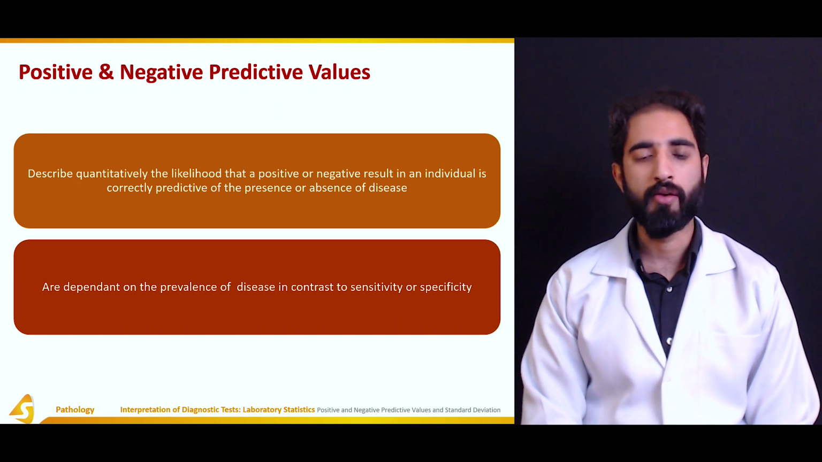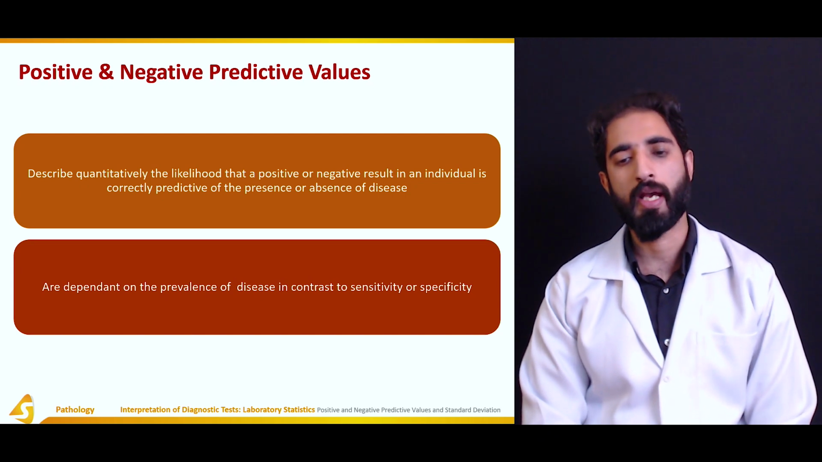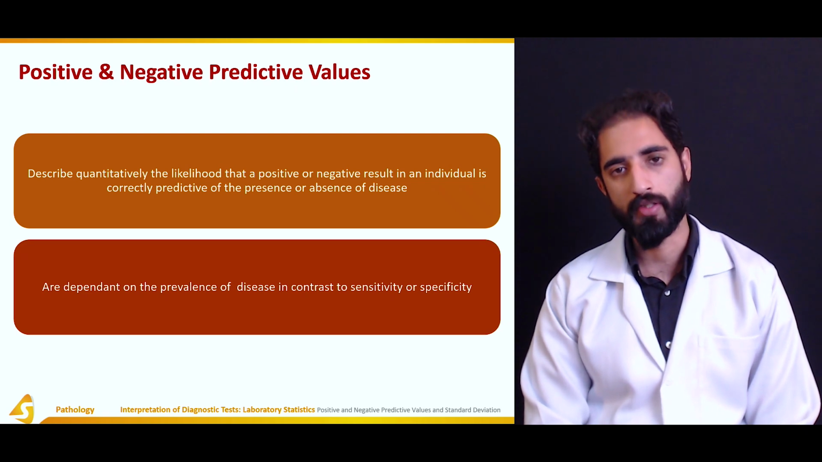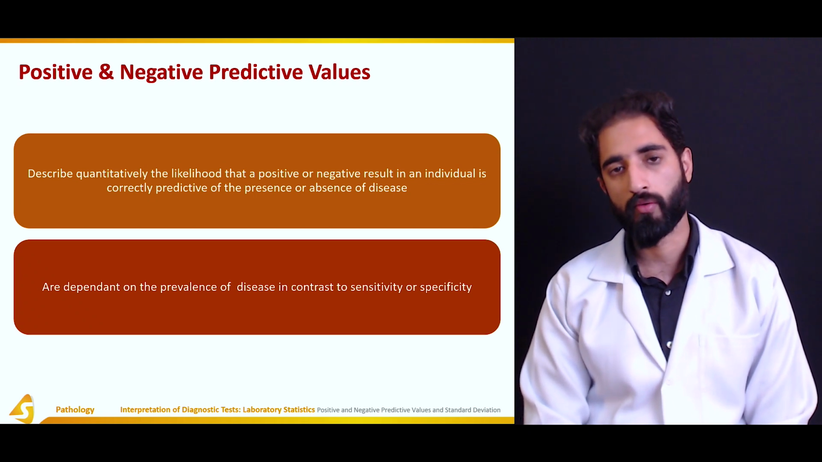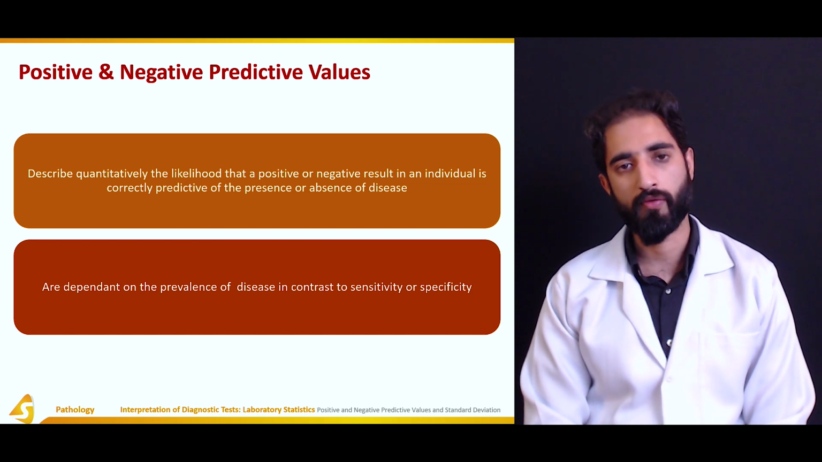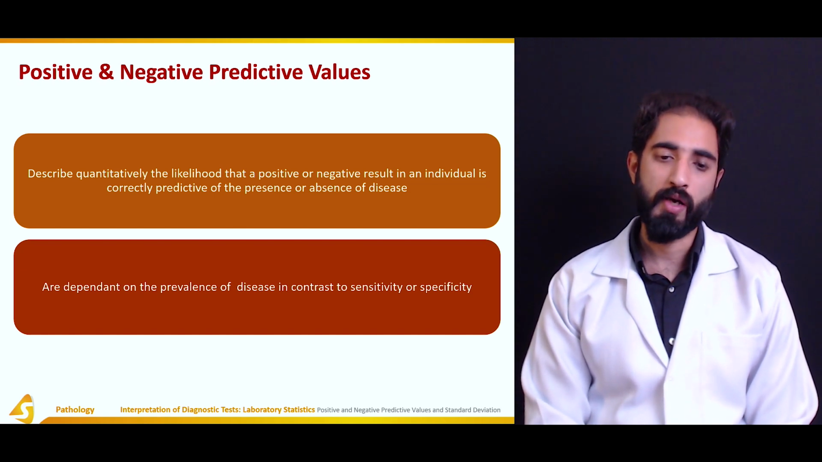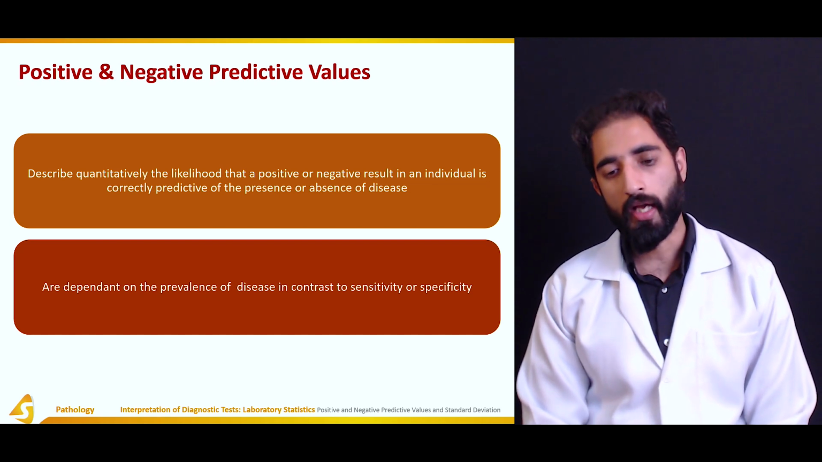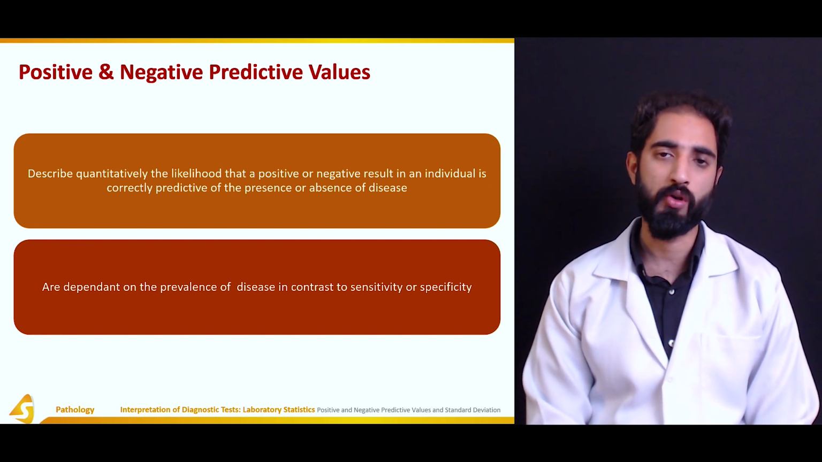These are values or measures that describe quantitatively the likelihood that a positive or a negative result in an individual is correctly predictive of the presence or absence of disease, based on the type 1 and type 2 error which are likely to occur whenever we talk about a positive finding and negative finding in any type of laboratory test or finding or an outcome measure. Positive and negative predictive values are dependent on the prevalence of disease, the one which we talked about in the previous lecture, unlike sensitivity and specificity, which are not dependent on the prevalence of the disease in a community.